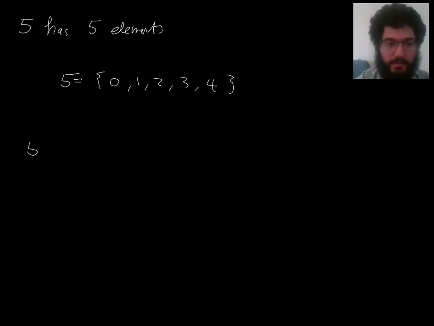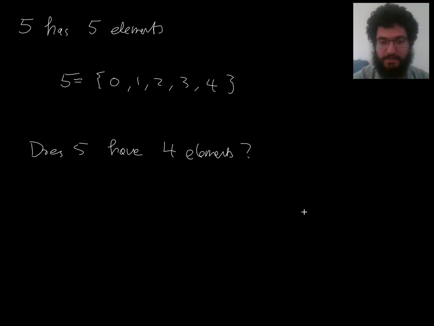But how about this question? Does 5 also have 4 elements? I mean, it sounds ridiculous. If a set has 5 elements, how could it also have 4 elements? But the way we defined has n elements doesn't immediately preclude the possibility that something could have 5 elements and then also it could have 4 elements.